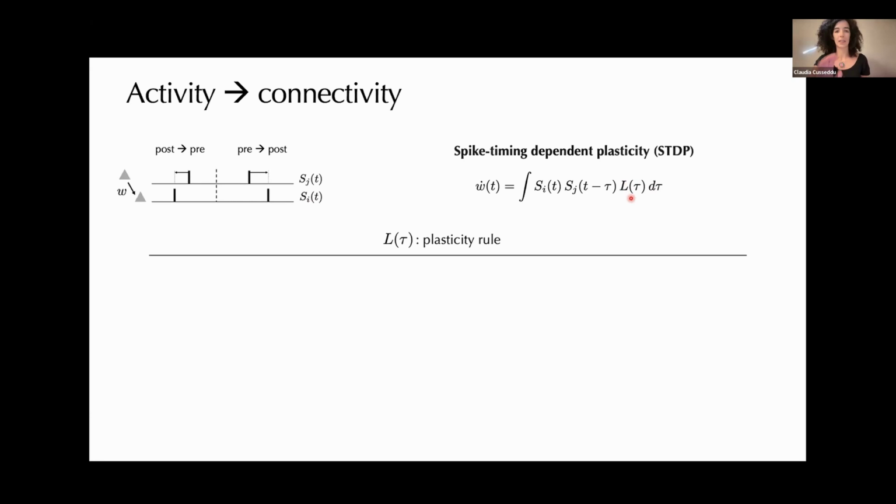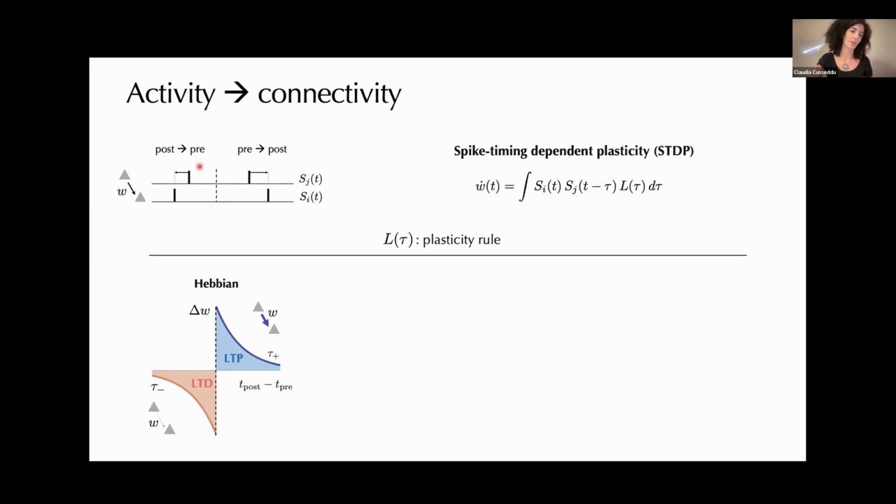So usually this kernel L is chosen to be the classic Hebbian rule, where we know, or most of us already know, that if a presynaptic spike occurs before postsynaptic spikes, then we fall in the blue region here, denoted by LTP, which stands for long-term potentiation, so the weight gets stronger. And if, on the other side, the presynaptic neuron comes after the postsynaptic spike, then we fall in the red region, LTD, which stands for long-term depression. So the weight gets weaker.